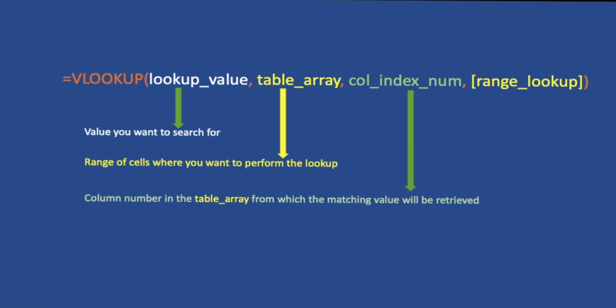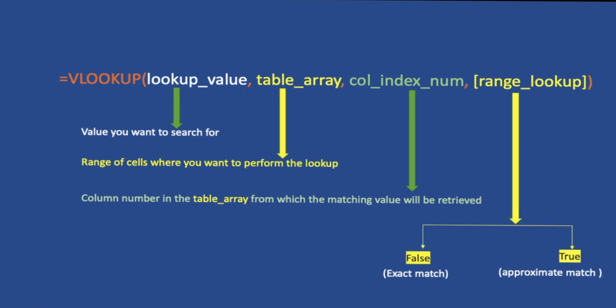The column index number is the column number in the table from which the matching value will be retrieved. And the range lookup parameter determines if you want an exact match or an approximate match. For an exact match, we'll use FALSE, and for an approximate match, we'll use TRUE.